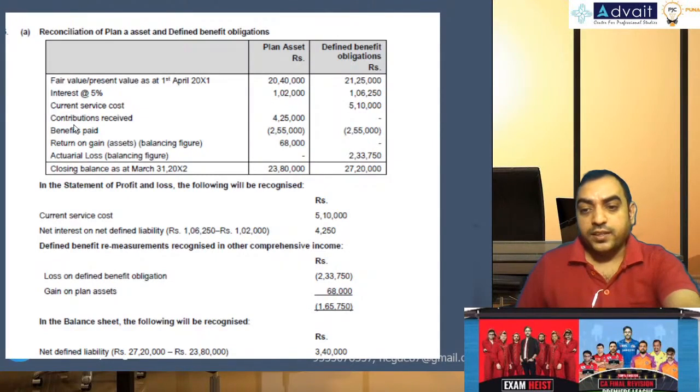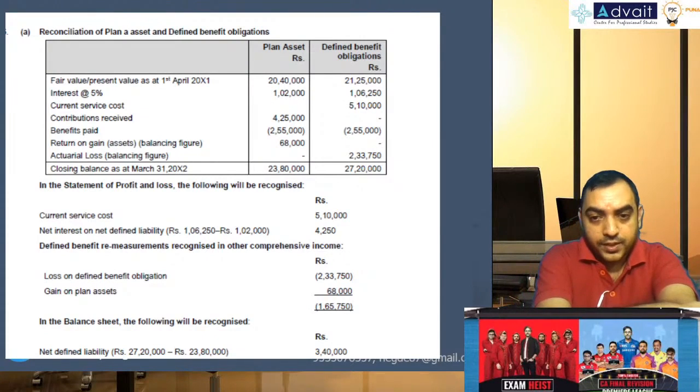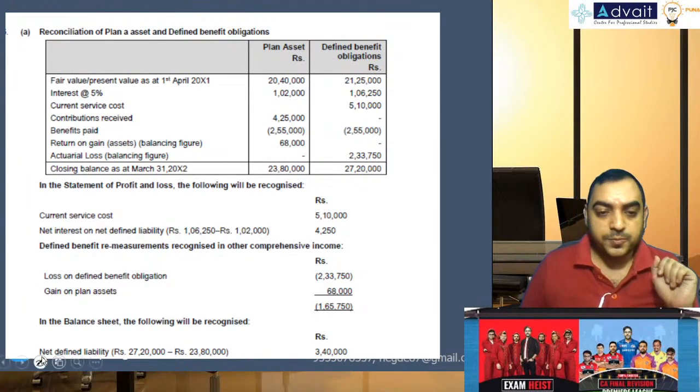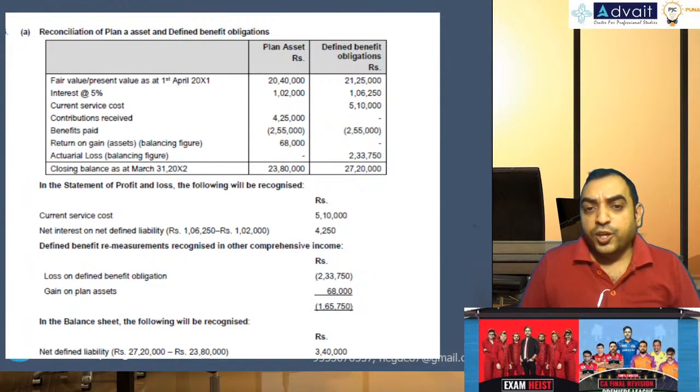Okay, let me just explain. I think the solution is there. Let me just explain, it will be faster. Just observe. We will do asset as well as liability in a columnar format. Now opening balance 20 lakh 40,000 given, 21 lakh 25,000 given.